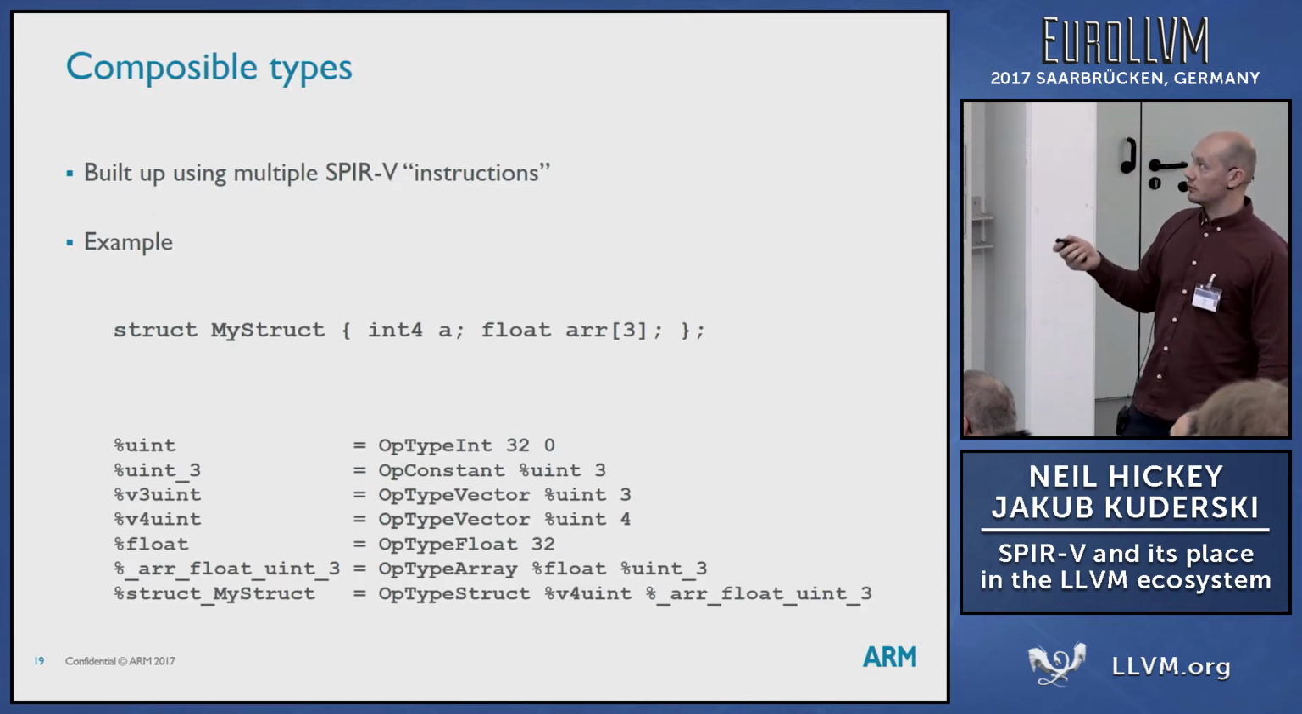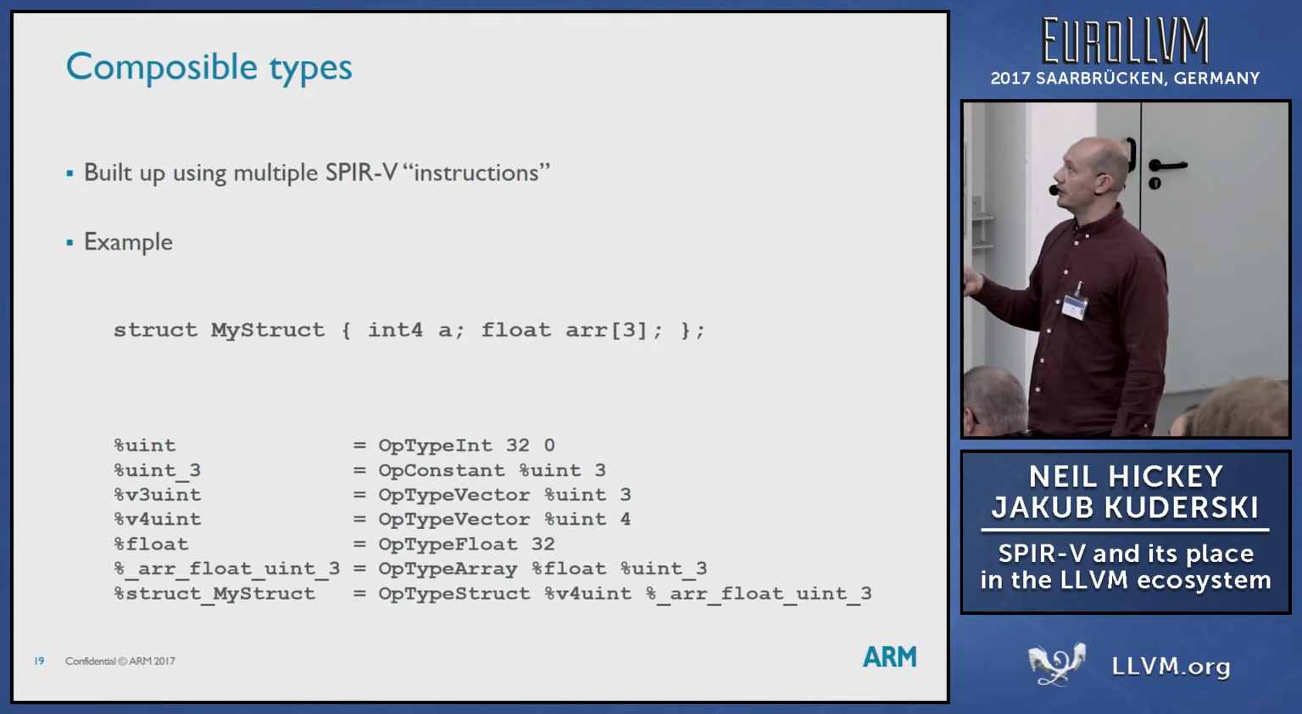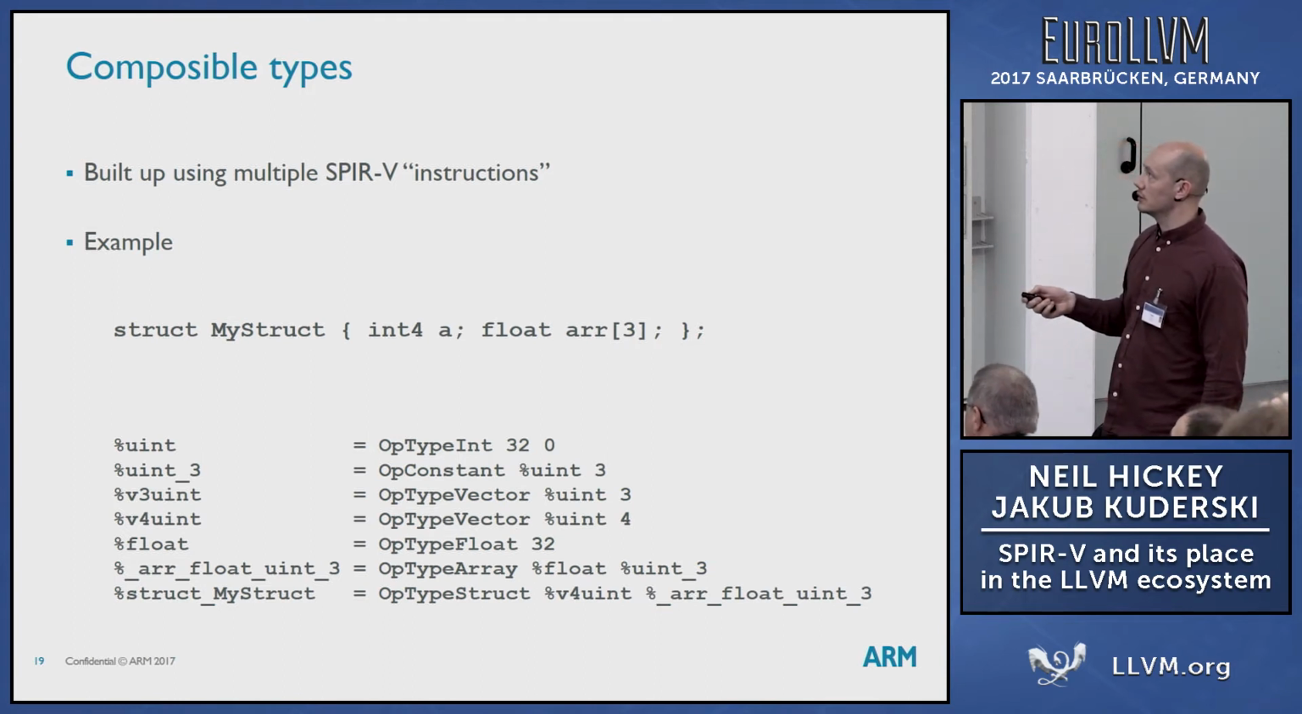The other difference is, you have fully composable types. So what do I mean by that? This is an example of a simple struct containing two elements. And this is the SPIR-V, which first specifies, that should actually be a 1, but this first specifies this is an int.